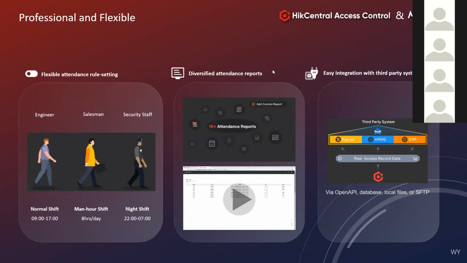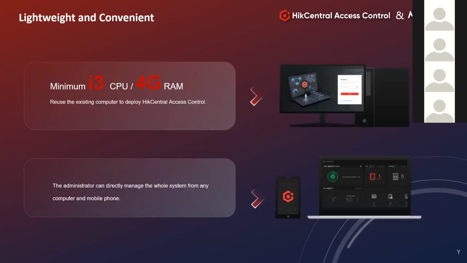Talking about the integration, if you have used this IBMS 4200, you know that third-party integration is not possible with the IBMS 4200. But with this high central access control, you can do the third-party integration as well, and you can use open API, database, local files, or SFTP as you require, and a third-party integration system can be managed easily. So, Yasanta, can you tell our viewers about the system requirements and how lightweight and convenient our central access control software is?